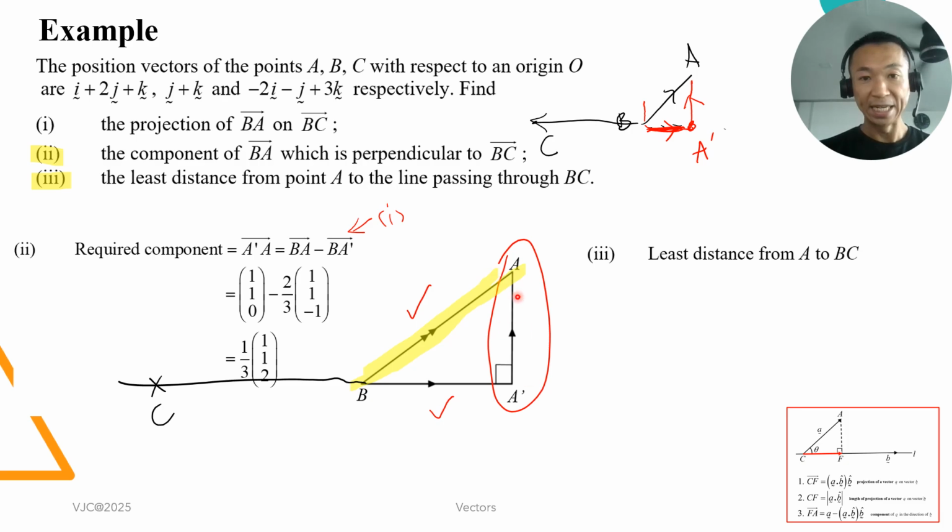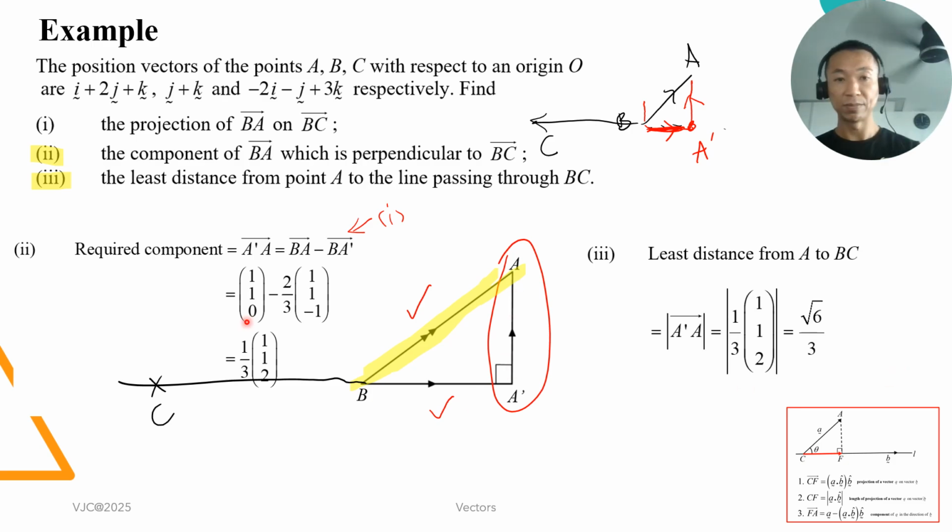distance, this length here. But take note, this is not the length of projection. The length of projection is here. You're actually finding this one. You want the least distance from A to BC, which is actually the length AA prime. Which is not difficult. I already found AA prime. Just find the magnitude of the vector. Then I get this. All right, that's that.